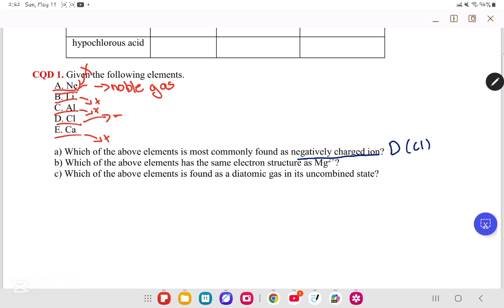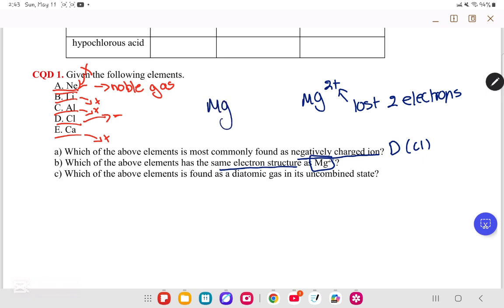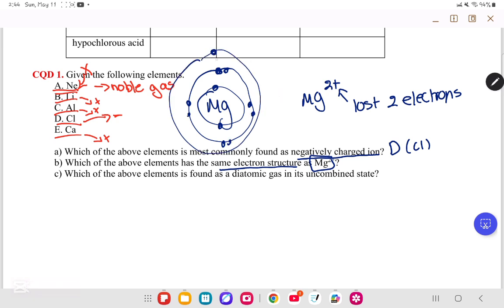Now, which of the above elements has the same electron structure as Mg2+? What does Mg2+ mean? That means it lost 2 electrons. Look at the periodic table and we see Mg. It's supposed to have 12 electrons. So you draw the first shell, 1, 2. The second shell, 1, 2, 3, 4, 5, 6, 7, 8. So this is now all in all 10. And then 2 more, 1 and 2.